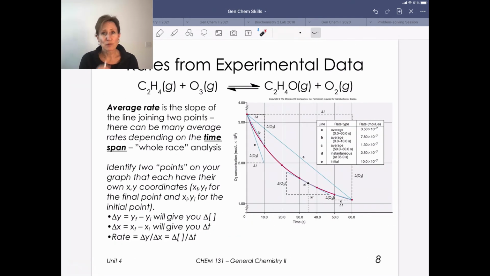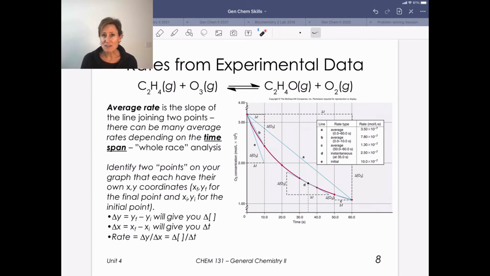Okay, average rate. So average rate is the slope of the line joining any 2 points. Okay, there can be many average rates depending on what time span we choose. Let's imagine this from a race, like a runner in a race, for example, right? When they start out of the gate, they might have the fastest rate possible. So if we looked at, for example, their rate of speed over the first 10 seconds of the race, that's probably going to look different than the last 10 seconds of the race than it would if we took their average over the entire race. Okay, so it depends on which time span or time frame we look at.